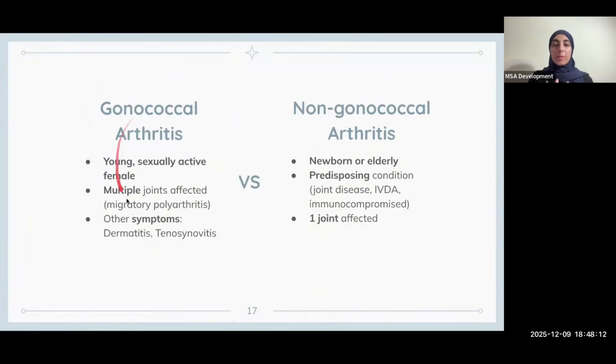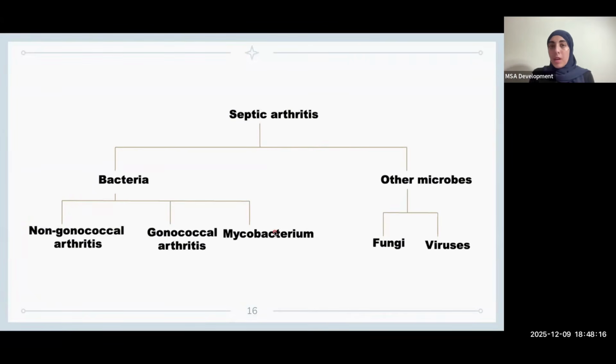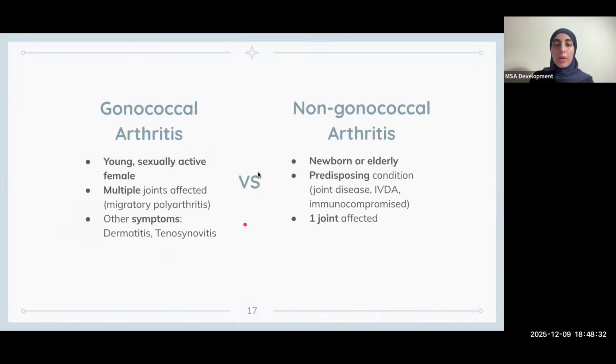Now, let's just differentiate the two big categories. For mycobacteria, it's just TB, and someone who has a disseminated TB infection and they have septic arthritis, you want to suspect TB, especially if it's the vertebral joints. We're going to see it in a few slides. So we'll just keep this on the side for now. We'll focus on the non-gonococcal versus gonococcal.